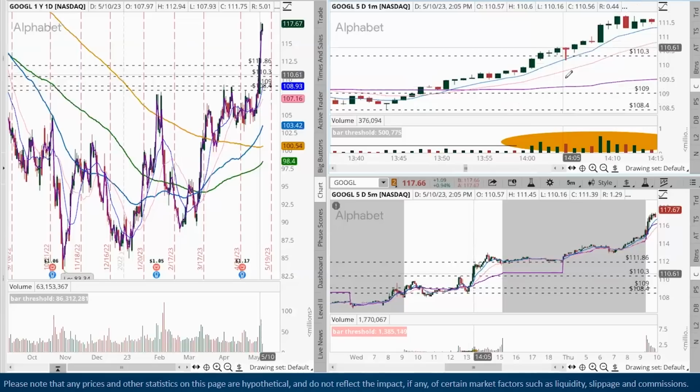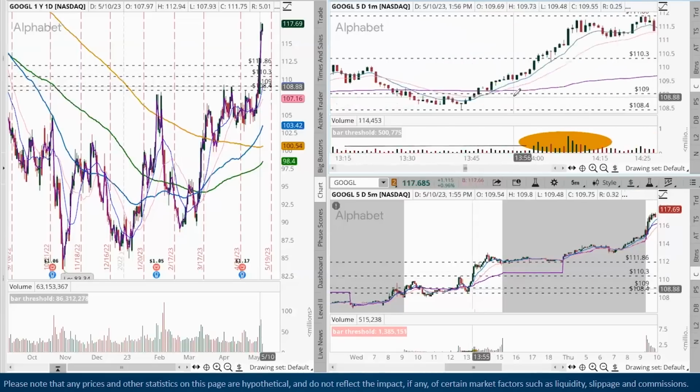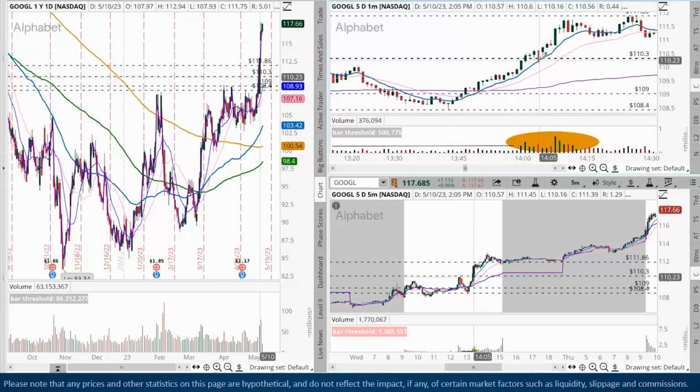In that case, I wasn't really scared to chase this move, and I was lucky enough to get that quick pullback and snag it near 110.30.